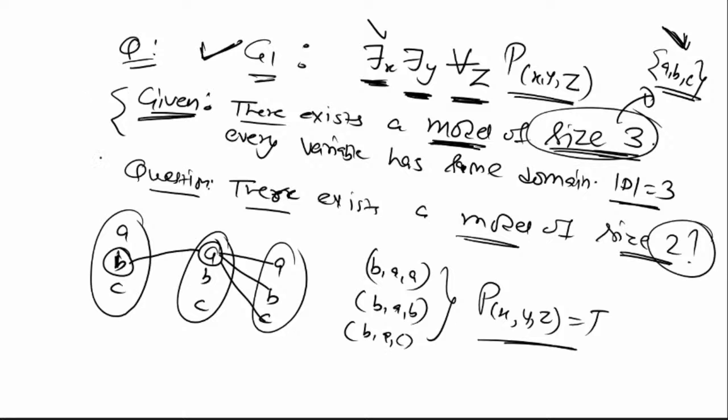So far we have only taken the given information and understood its meaning. Now we want to find out: can you guarantee that there exists a model of size 2? Yes, you can guarantee it, because you can consider this domain B, A. Let me take the next slide. Consider this domain B, A. In this domain, can we guarantee that our formula G1 will become true?